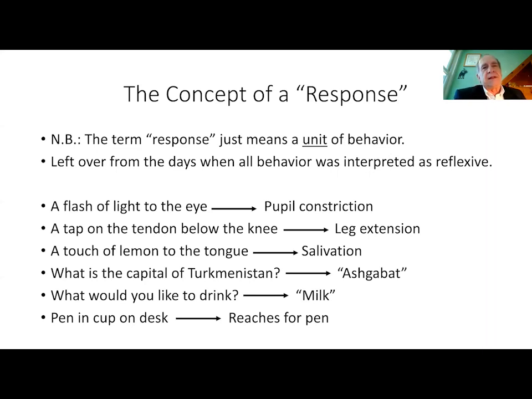What is the capital of Turkmenistan? You probably don't know the capital of Turkmenistan. I didn't know until I looked it up. It's Ashgabat. Well, is that a response? It's not a reflexive response. In a sense, it's a response to a question. The point is it's a unit of behavior. And we call it a response only because pupil constriction, leg extension, and salivation are clearly responses to a stimulus. Ashgabat, in a sense, is a response to the capital of Turkmenistan, but it's not a reflexive response. It's a learned response, but we still call it a response.